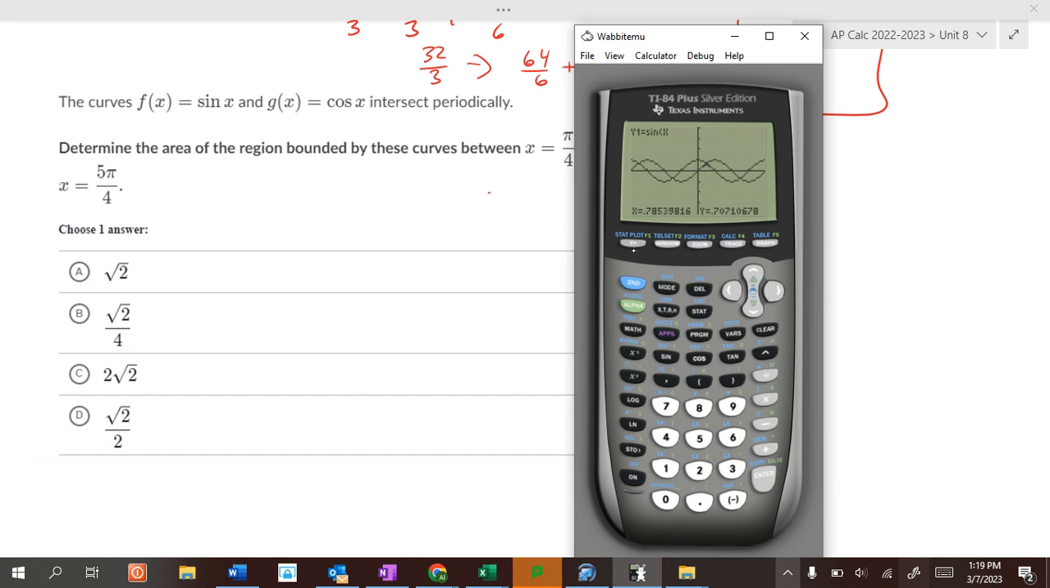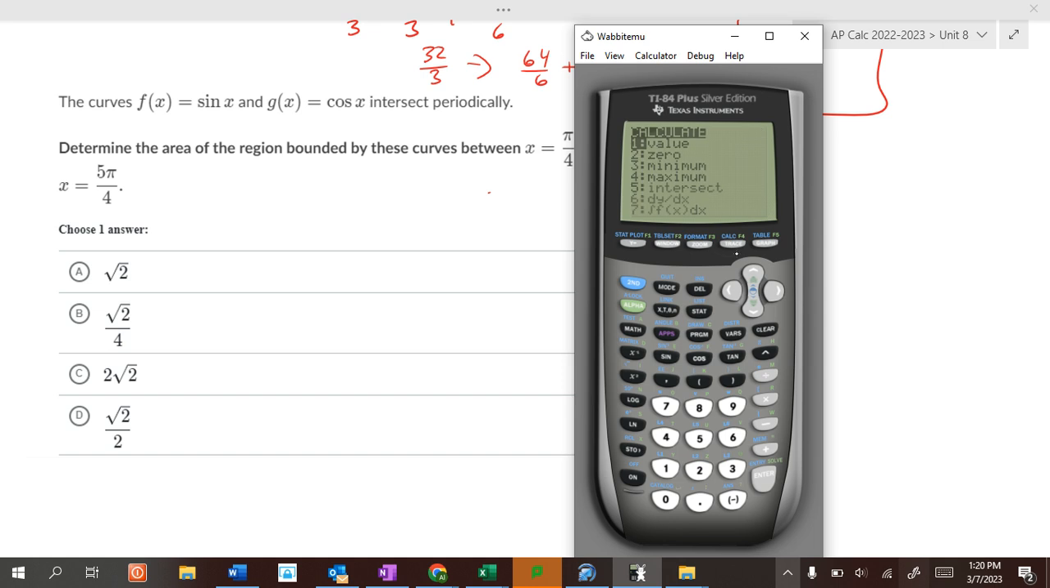So on my y equals, I'm going to shut these both off. And since sine is going to be above cosine, on this one, I'm going to go y1, Vars, Y-Vars, Function, y1 minus Vars, Y-Vars, y2. And I'm going to graph that one. And that's the sine minus cosine curve.